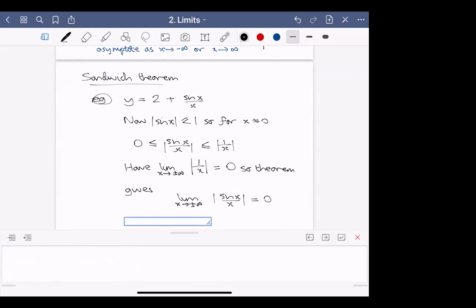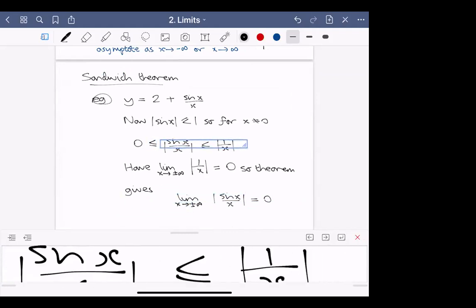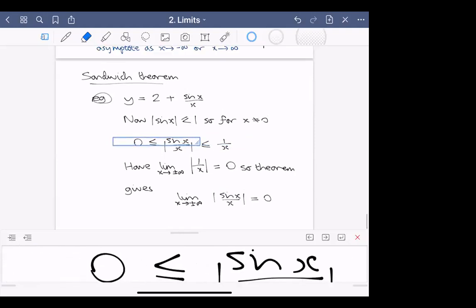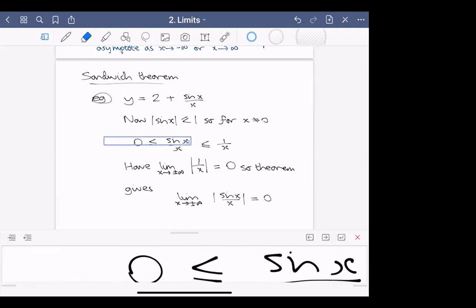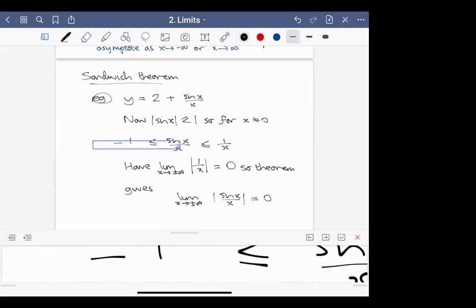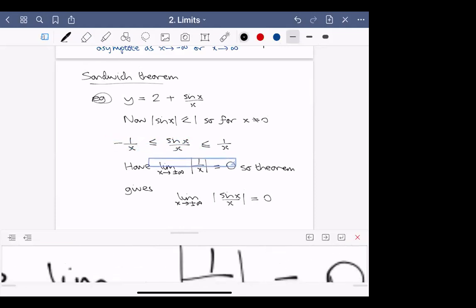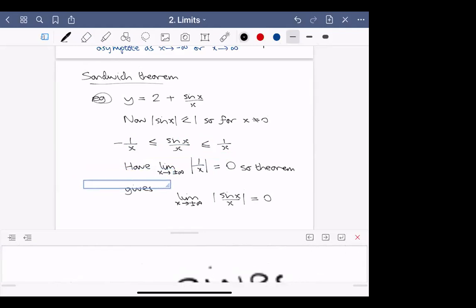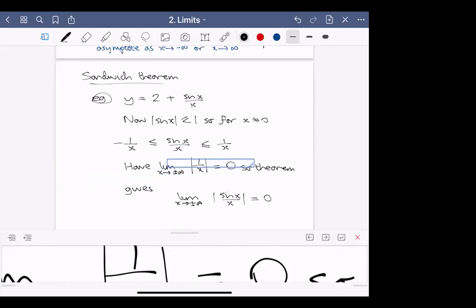Actually, I'd rather do this calculation in a different way. I'm going to change this slightly. I don't need all these absolute values. There's a more direct way to do this. So the absolute value is less than or equal to 1. So it's between -1 and 1. And therefore, sine x over x is between 1 over x and -1 over x.